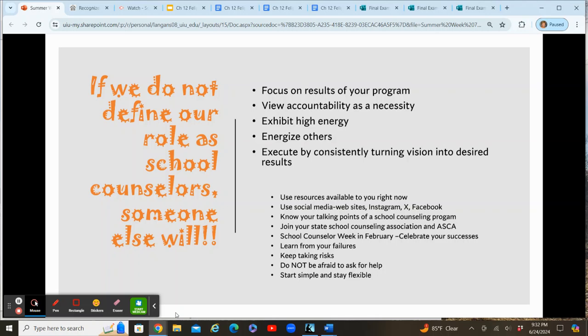I know Cedar Falls actually has a person just to do social media and communication. Most school districts have those people. If you're not the person that likes to put out posts on Instagram or X or Facebook, talk to that person and have them help you develop some things so that they're sharing about the school counseling program. Know your talking points of a school counseling program. Have that in your back pocket.